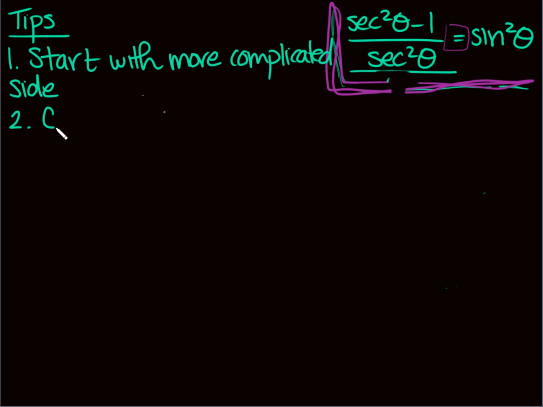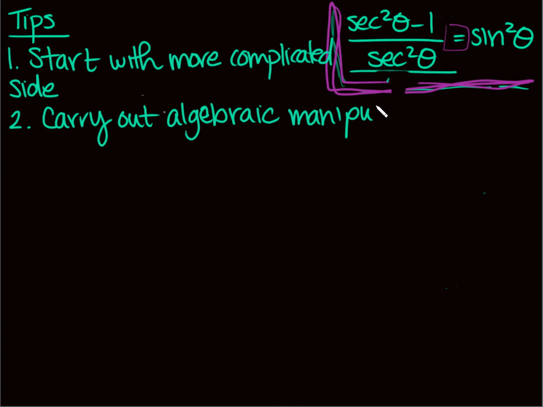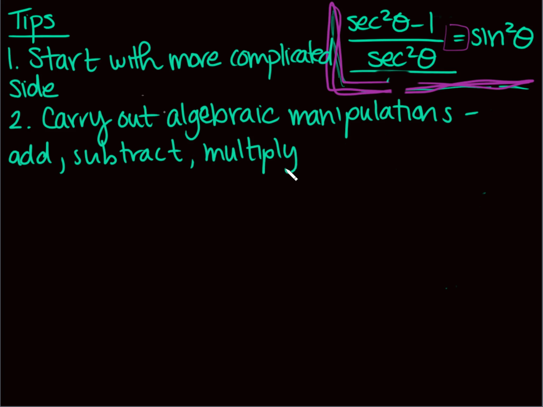Then number 2 is, if possible, you want to carry out any algebraic manipulations. So, if you can combine any terms, you want to do that. If you can add, subtract, any arithmetic stuff, multiply, likewise, not really divide, but maybe you could factor, stuff like that. Sometimes factoring works out really well. We want to look at, are there any algebraic manipulations that I can actually perform?